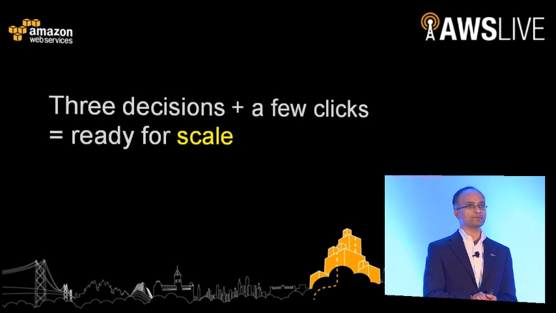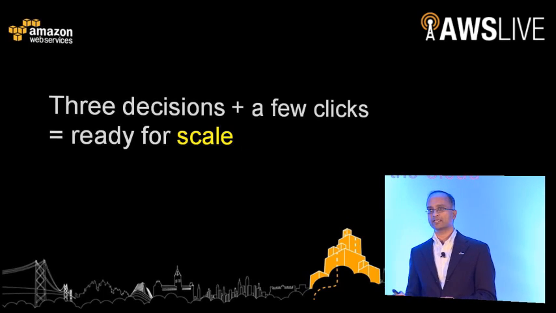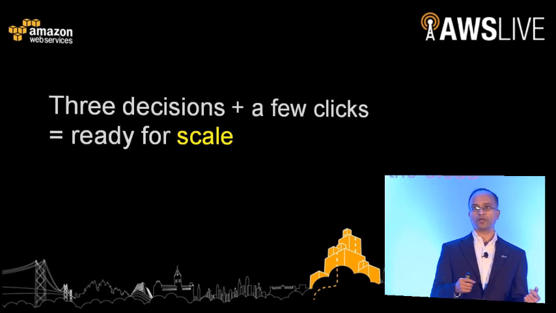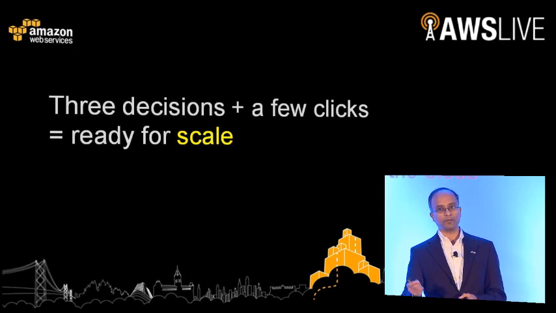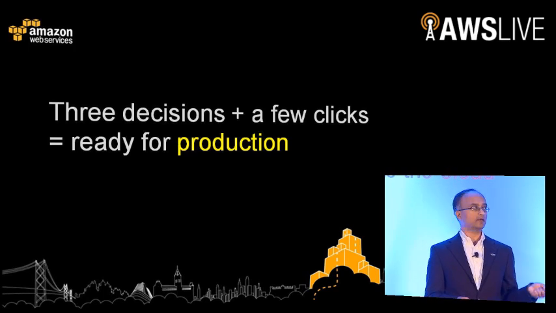Then you can scale. You started with M1 small, and you really got busy with your users signing up. You can go to M1 large. Next week, you got even more popular. Go to M2 2XL. The following week, you got even more popular. Go to M2 4XL. Very easy to do, from scale to production.